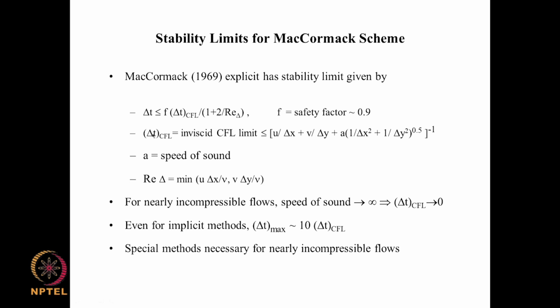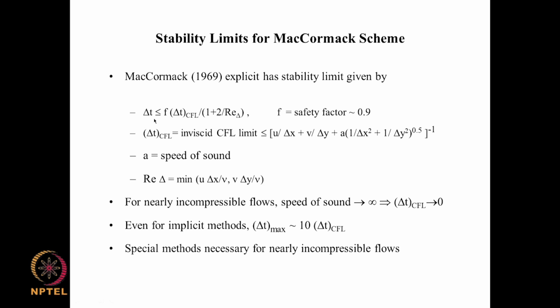It does not include viscosity effects, and therefore they suggested that the delta t that is possible is delta t CFL divided by 1 plus 2 divided by the mesh Reynolds number, where the mesh Reynolds number is defined as u delta x by nu or v delta y by nu, whichever is the minimum is the one that is to be taken. So let us examine this limit to understand what it is showing.